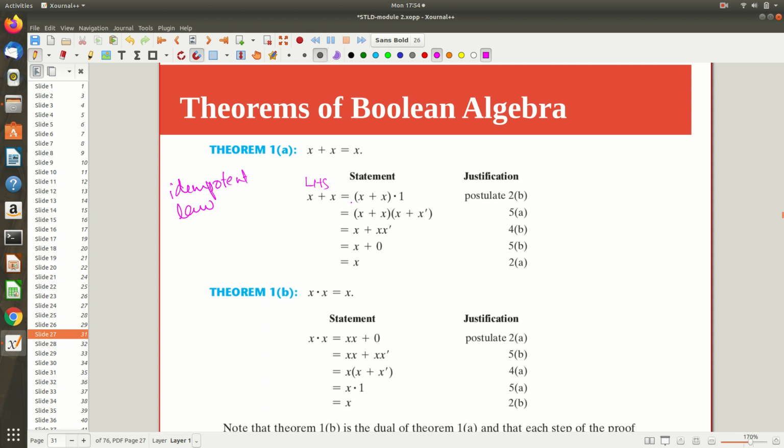That is x plus x. Then I am trying to reach the RHS, and I am able to do that. Then what I am doing is, on this LHS, I simply put some brackets. Then I am multiplying it with 1.